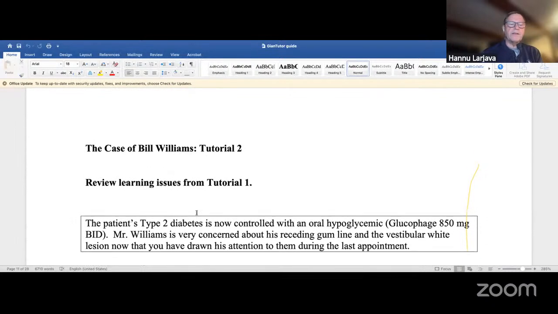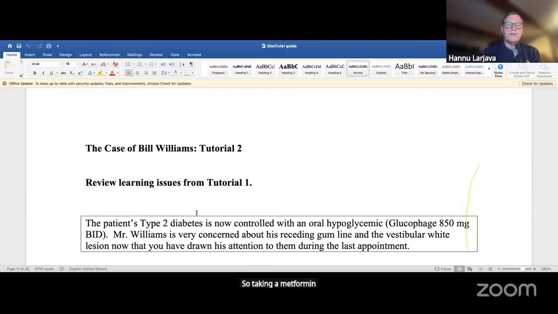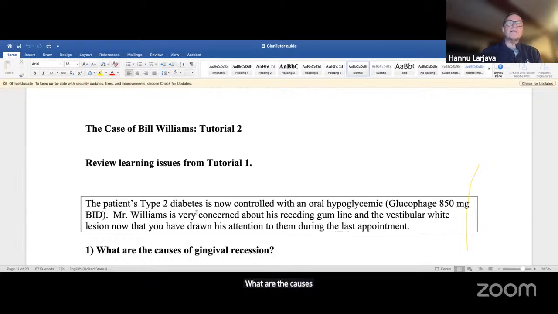phase. So the patient's type 2 diabetes is now under control. Bill Williams is doing well, taking metformin. He's concerned about his receding gums and the white lesion in his gums. So what are the causes for gingival recession? I think I covered those in my lecture, but let's find out.